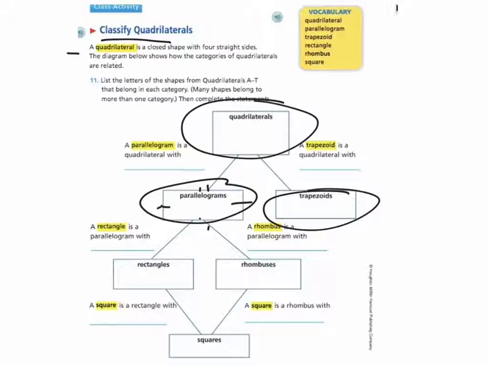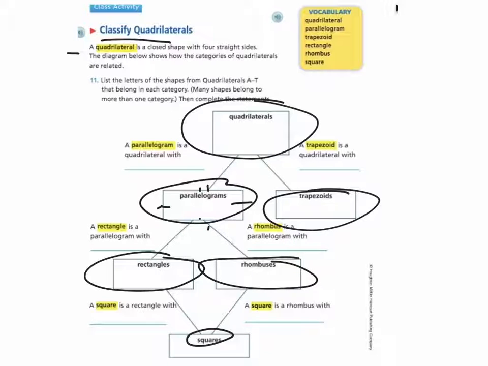A subcategory of a parallelogram is a rectangle, because rectangles have opposite sides parallel, but they're special in that they also have four right angles. Rhombuses have opposite sides parallel, but they don't necessarily have four right angles. And then finally, at the bottom of the chart are squares. Squares are both rectangles and rhombuses. They are also parallelograms and quadrilaterals, but squares are not trapezoids.